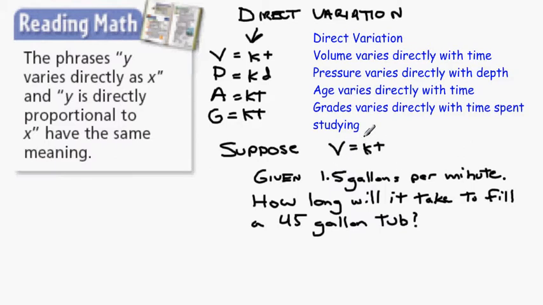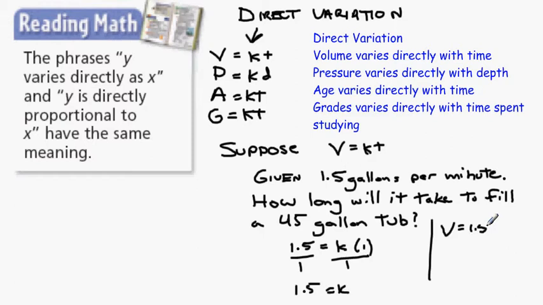So I need to plug this into this equation and find out what my constant of variation is. So I go 1.5 is equal to K times how many minutes? Per minute, so it's 1 minute. To find my constant of variation, I simply divide both sides by 1, and I find out that my constant of variation is 1.5. So that is my K. Now I've got a formula: V is equal to 1.5 times time.